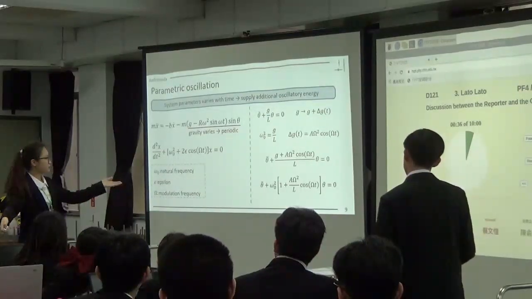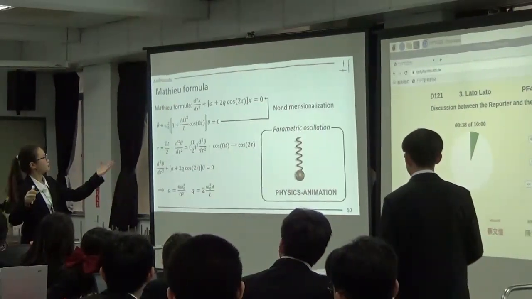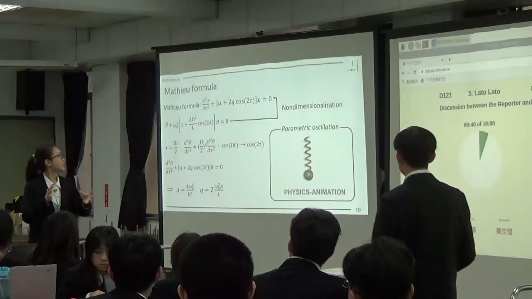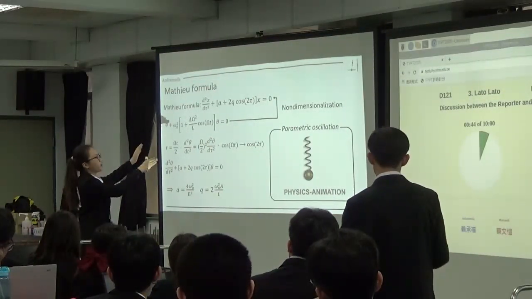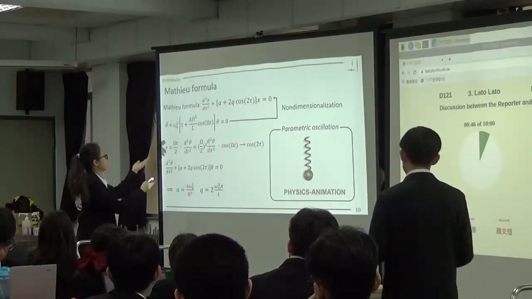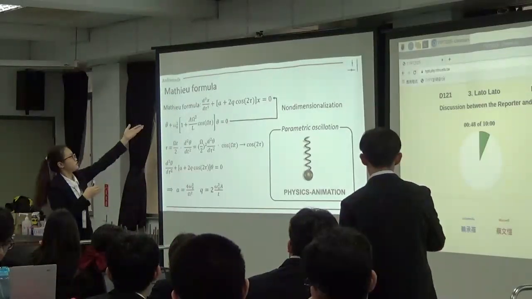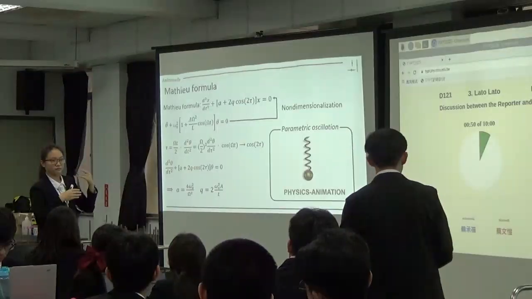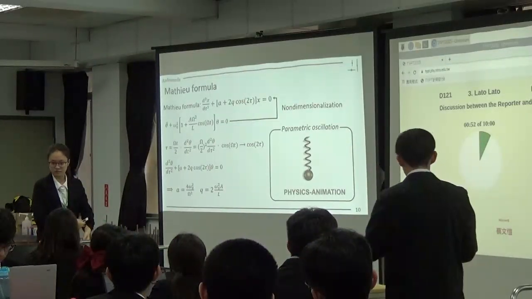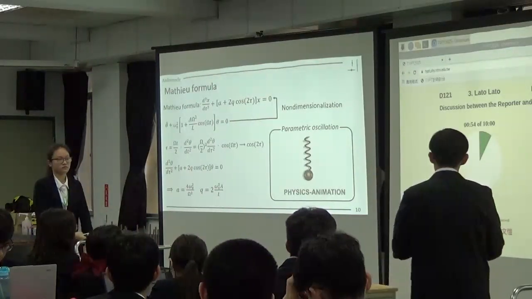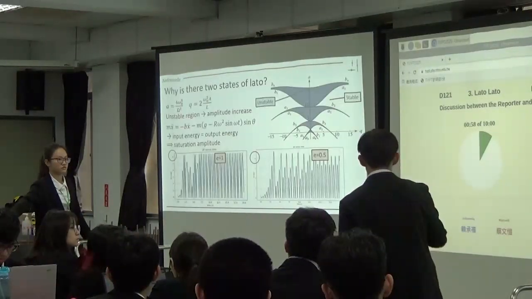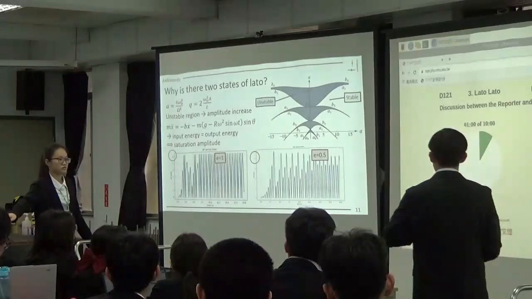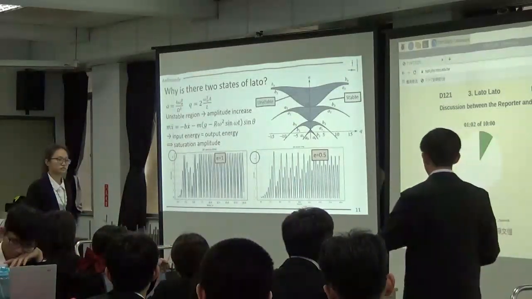So if this stands, and this is a parametric oscillation, then it can fit the Mathieu formula. And if you want to use the Mathieu formula, you have to non-dimensionalize your original formula into that form. And after doing that, yeah. Thank you very much for the very detailed explanation. And what I'm actually more curious about is why the amplitude actually stops increasing. So you mentioned a steady state effect, right? Yes.